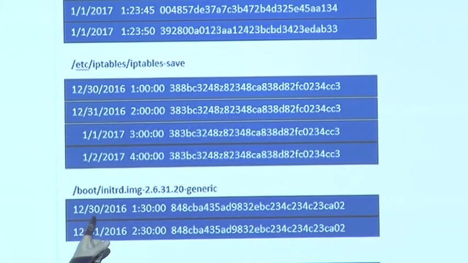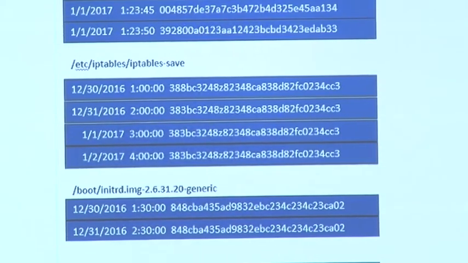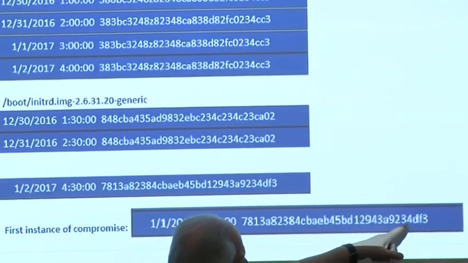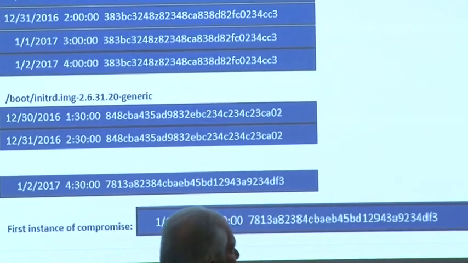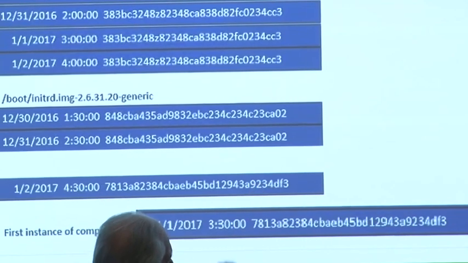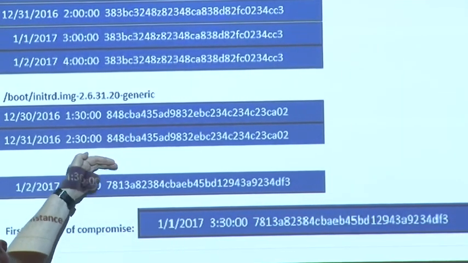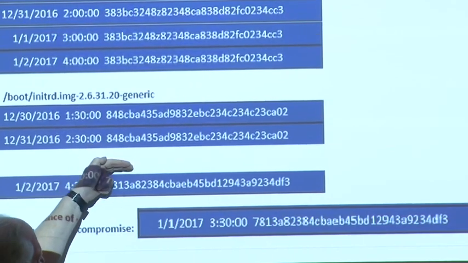This was on December 30th of 2016 at 1:30 in the morning. This is 2:30 in the morning. So they have not altered. When we get down to January 1st of 2017 at 3:30 in the morning, this has been altered. You'll notice that this ends in CAO2. This ends in 4 Delta Frank 3, which is also what this one does. So this is where that first instance of alteration or compromise has occurred, this time right here.